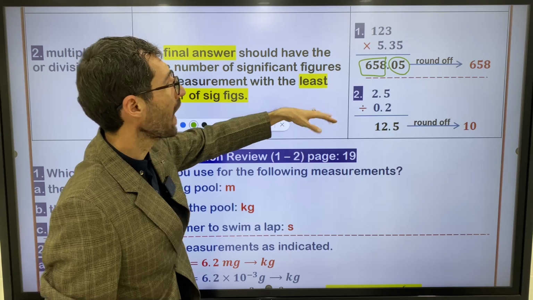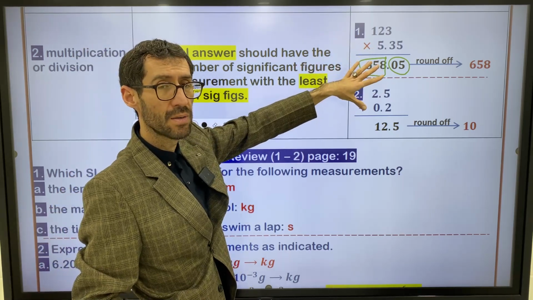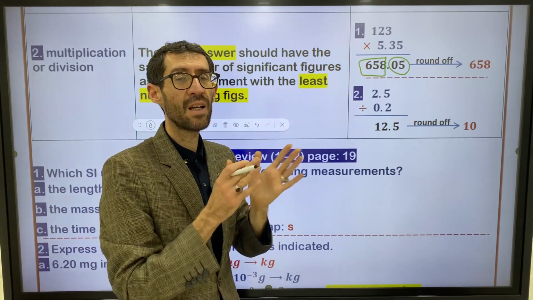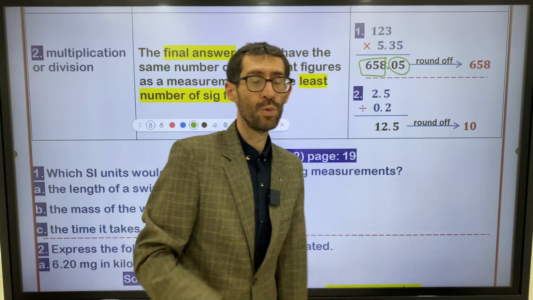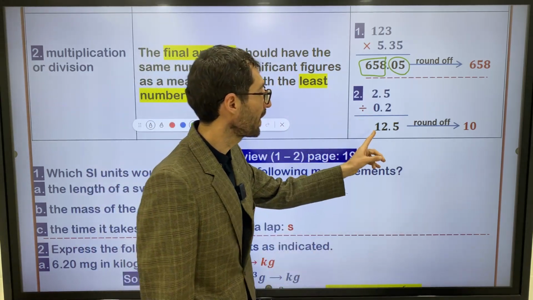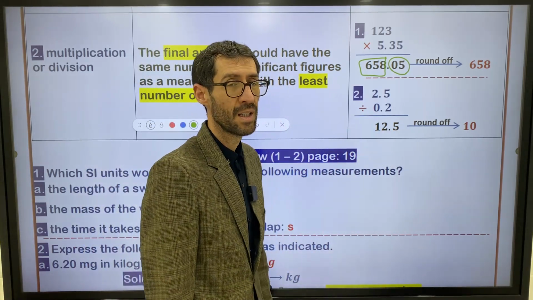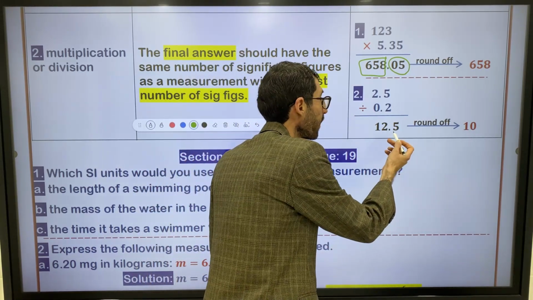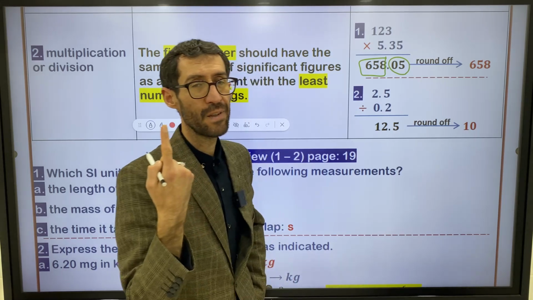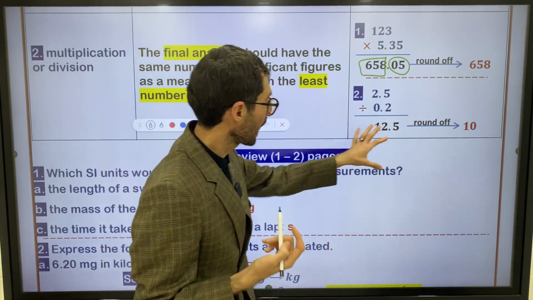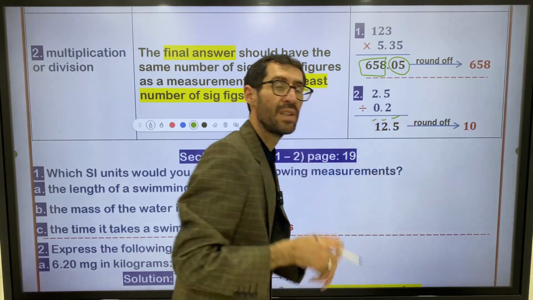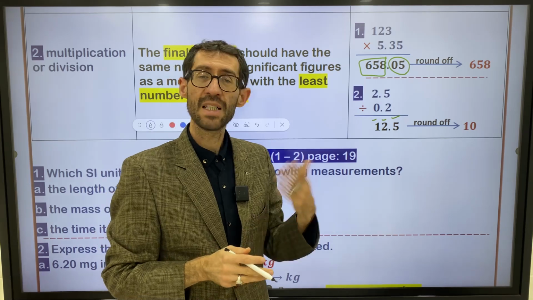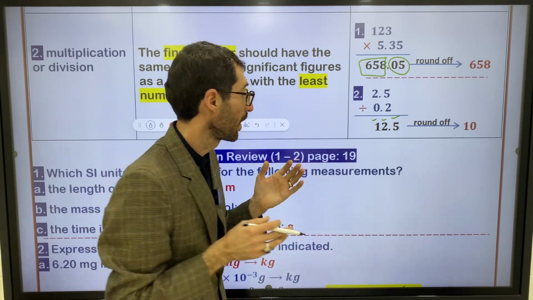About division, we have the same rule actually. Multiplication and division have the same rule. 2.5 divided by 0.2, right? The result will be 12.5. Look here. 12.5 contains 3 significant figures. We have 3 because they are non-zero. I told you non-zero digits are significant without thinking.